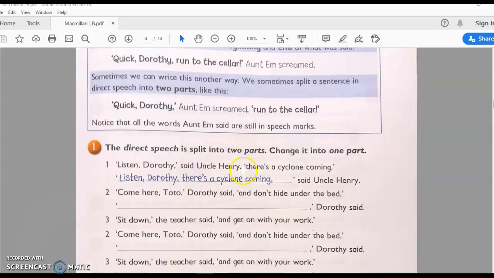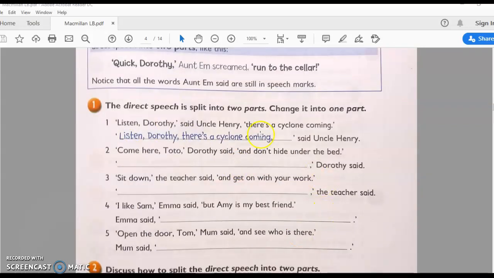Okay, so let's move on to the homework. We only have one exercise, okay? And then we have a quiz, but we'll talk about that later. The direct speech is split into two parts. Change it into one part. Let's look at number one.